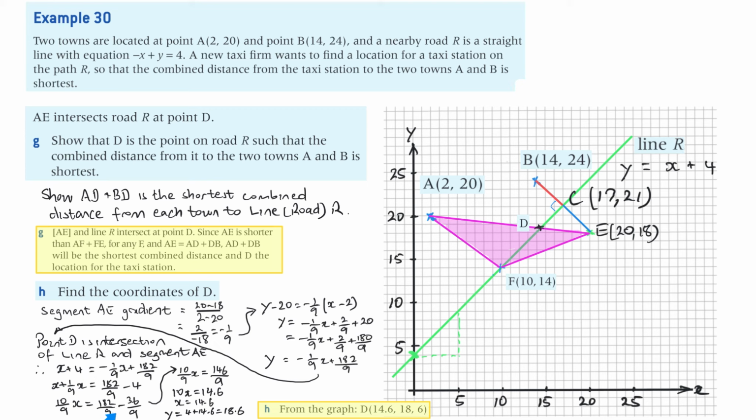We resolve it down for x, and we find out that x is 14.6, and then we put the 14.6 in one of the equations, either the equation of this line, which looks a little pretty complicated, or we can put it in the equation of this line, because we're looking for the point on both lines. We'll use this one. So it's 14.6 plus 4, which is 18.6, and that was what the answer in the book said, from the graph.